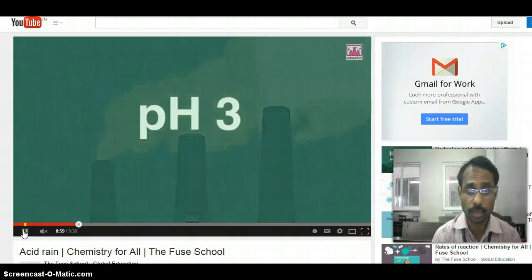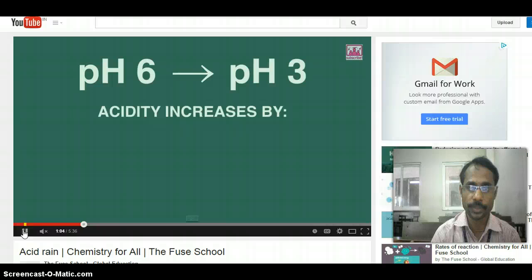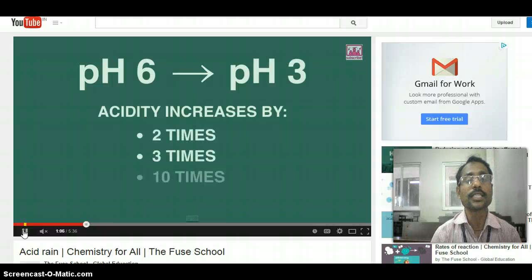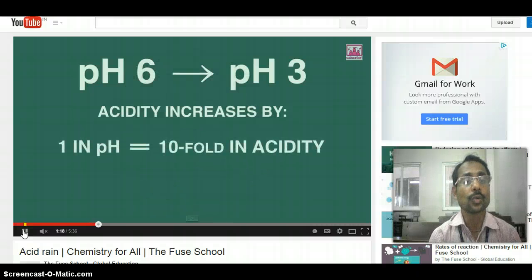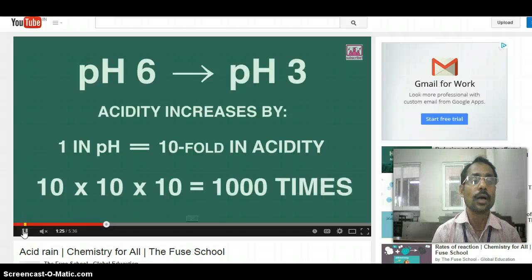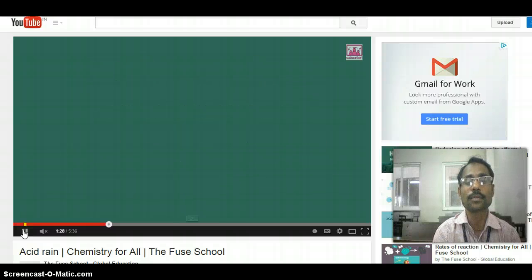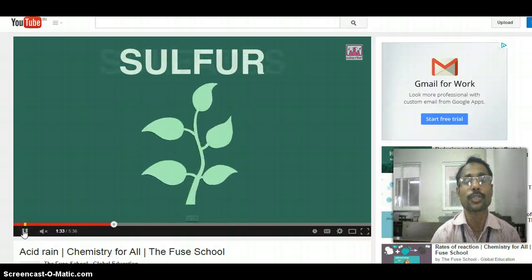But when acid rain occurs, the pH level decreases from 6 downwards, maybe to 3 or even lower. So how much does the acidity increase? Maybe 2 times, 3 times, 10 times, maybe 1000 times. pH is the negative logarithm of hydrogen ion concentration, so a change of one pH unit is a 10-fold change in acidity. A change from pH 6 to pH 3 means 1000 times change in acidity.